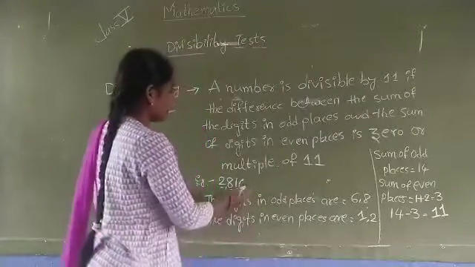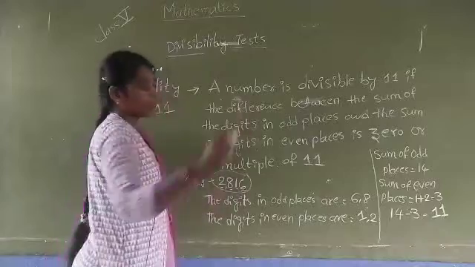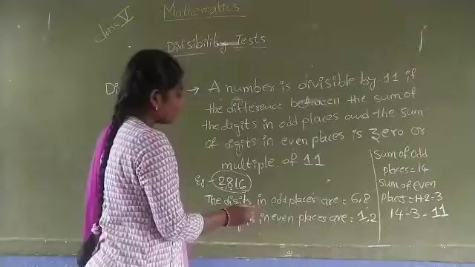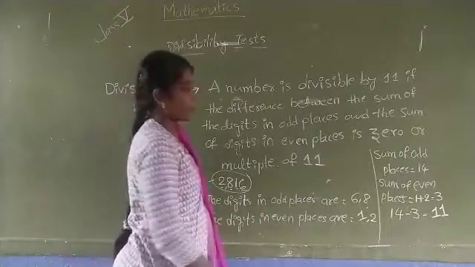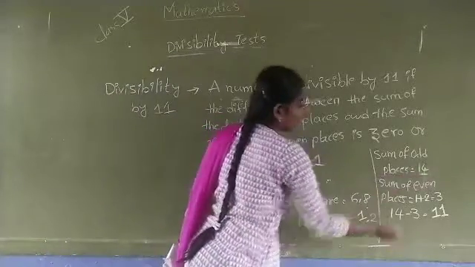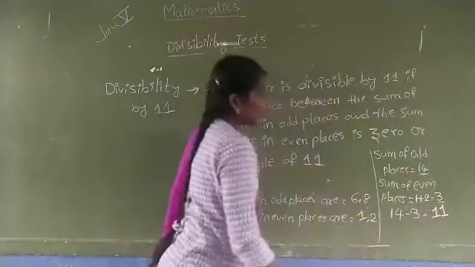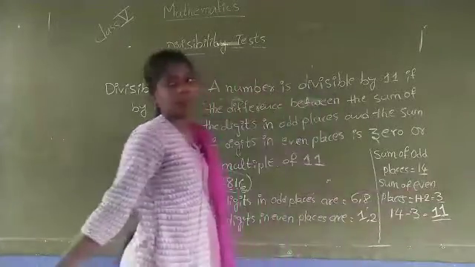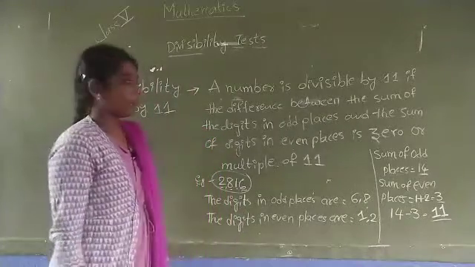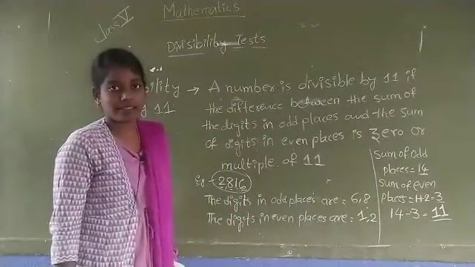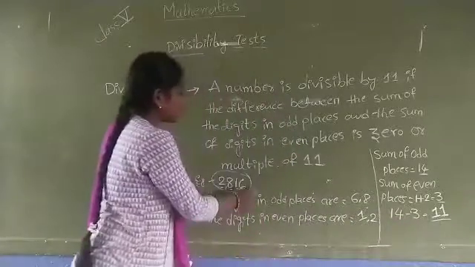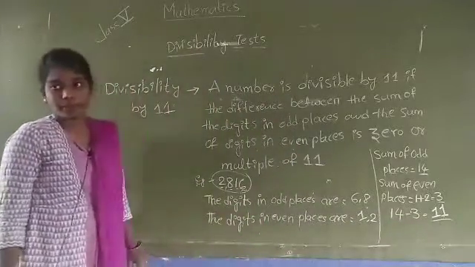So this number is divisible by 11 because the difference between the sum of its digits in odd places and even places is equal to the multiple of 11, that is 11. 11 ones are 11. So this is the multiple of 11. So this number is divisible by 11.